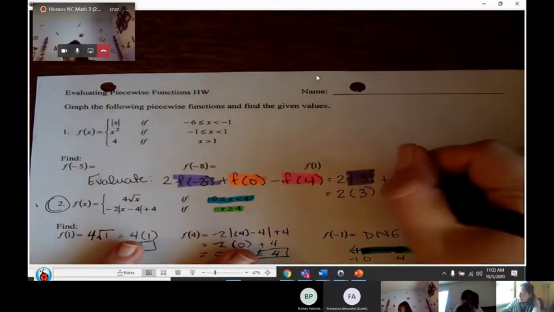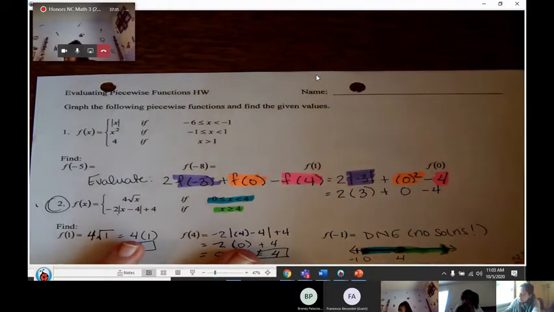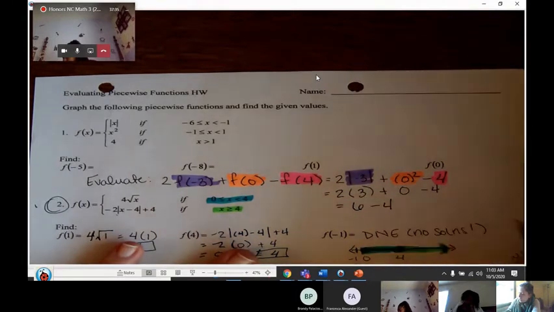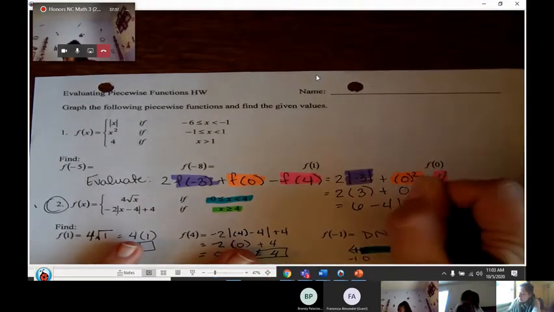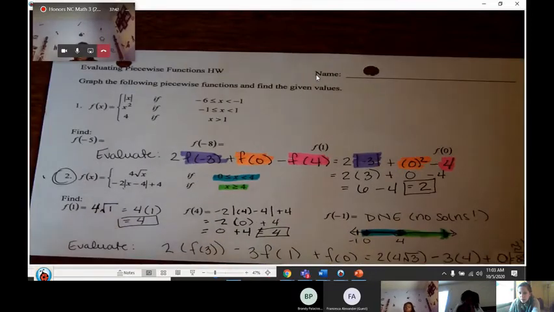And then 0 squared is 0 minus 4. 2 times 3 is 6. Minus 4 should give me positive 2. Okay, so that would be your final answer. What questions do you guys have on that? Okay. You guys feel a little bit more confident?